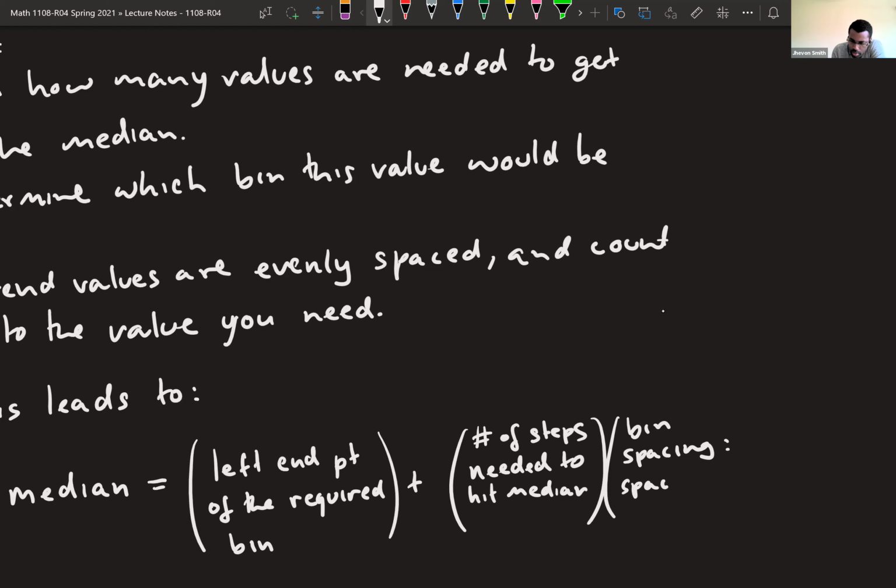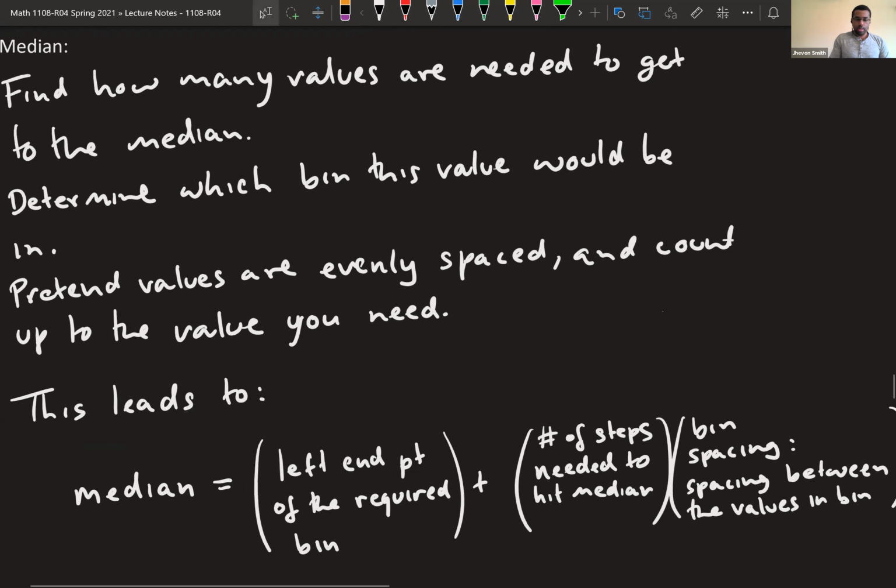Spacing between each number. So that tells you the size of the steps you're making, and then you're going to count the number of steps you're making, and that will tell you how many numbers you have to get into the bin, and then you add on the left side, and that gives you all the numbers up to that point. Spacing between the values in the bin.